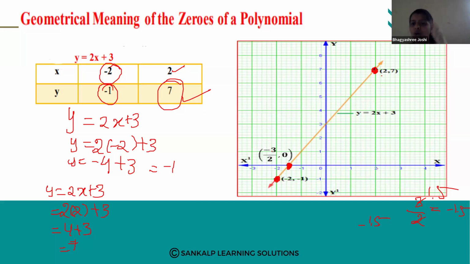That means the number of times the line touches the x-axis, the number of times the line intersects the x-axis, that number is the number of zeros of that polynomial. Have you understood? Yes. So how many times this line touches or intersects the x-axis, that many times. How many times here? Only one time it touches the x-axis.